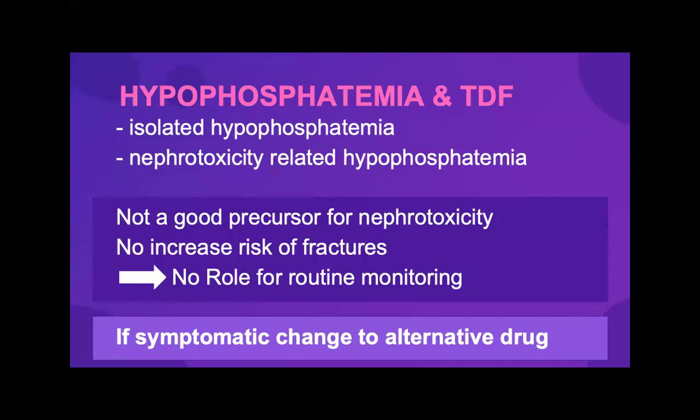Hypophosphatemia can be asymptomatic or it can cause symptoms of muscle weakness, but the HIV clinician's guideline states that tenofovir-induced hypophosphatemia has not been associated with increased risk of fractures. So because of these two reasons, there is no role to routinely monitor phosphates in patients who are on TLD. If isolated hypophosphatemia is picked up and the patient is asymptomatic, tenofovir can be continued. So this is if the renal function is normal, but you found that there's low phosphate. You can continue tenofovir and you monitor the renal function.